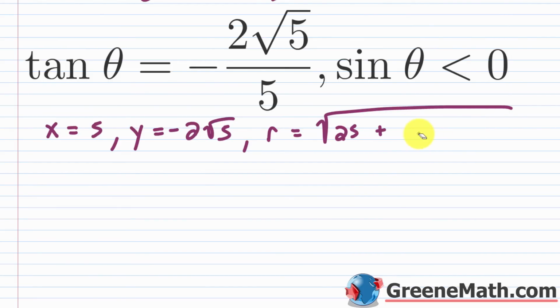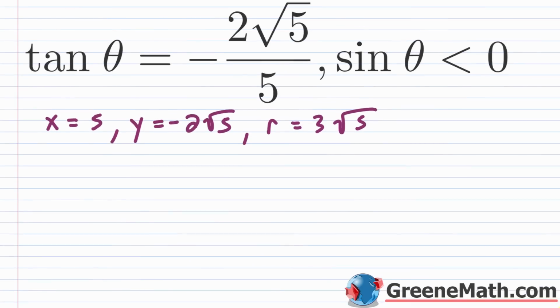So let me put a 20 in there. So essentially you have 25 plus 20, which is 45. And 45 would break down into 9 times 5. And 9 is a perfect square. So this is 3 times square root of 5. So r is going to be 3 times square root of 5. Okay, so we have everything we need.